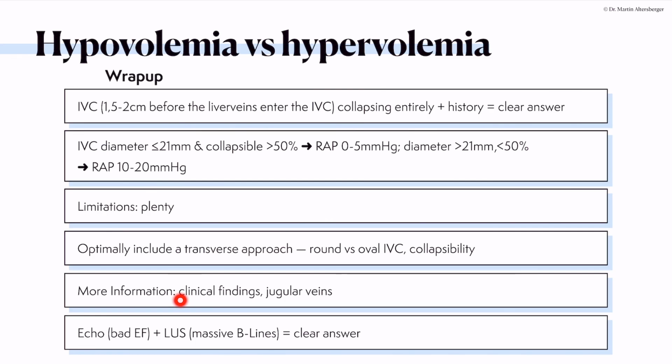But again, this is not the only vessel or the only view we need. We need more information. We of course need the clinical findings. This is utterly important. And we can take a look at jugular veins. We can take a look at the heart. So we can gather a lot of additional information. In echocardiography, as we have seen before, we have a reduced ejection fraction plus with lung ultrasound massive B lines that also leads to a clear answer.